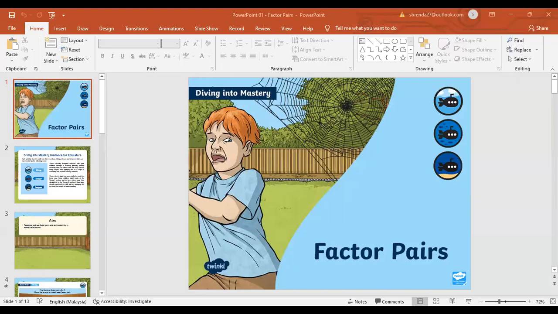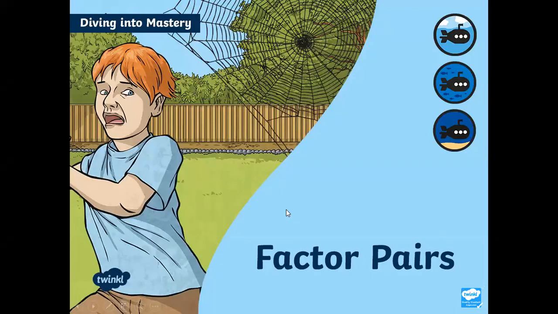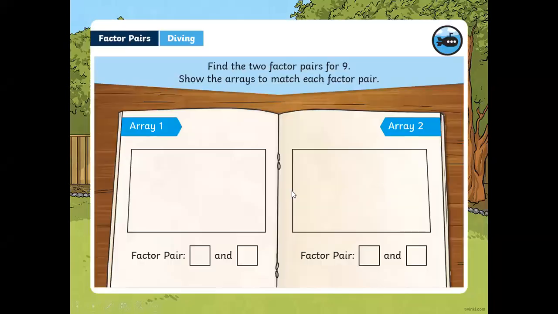So factor pairs, another word for it is common factors. Let's look at factors first. Now, there are two arrays in front of you, array 1 and array 2. Find the two factor pairs for 9. In other words, if 9 is written down like this, how do you show it as a multiplication? What are the factors here?